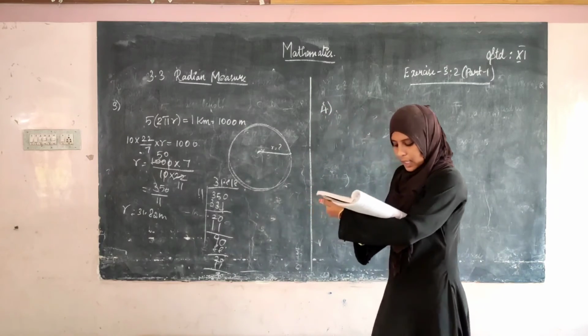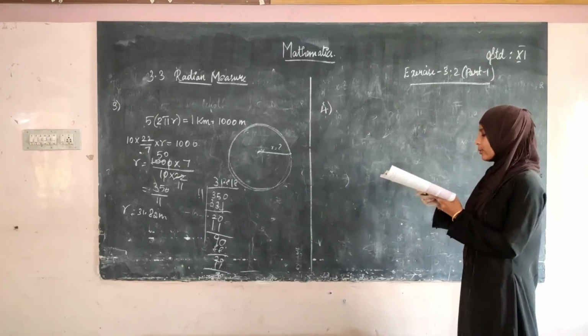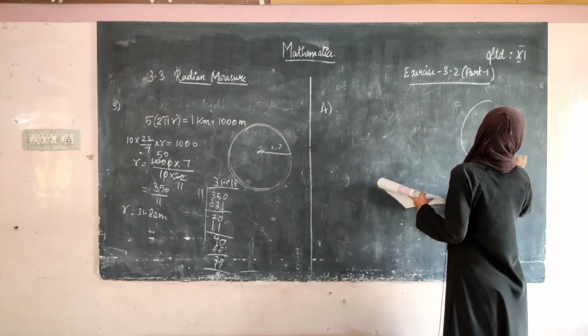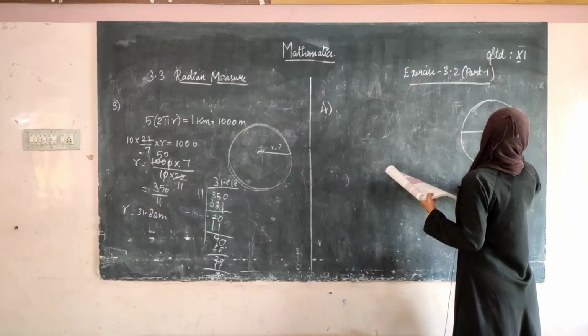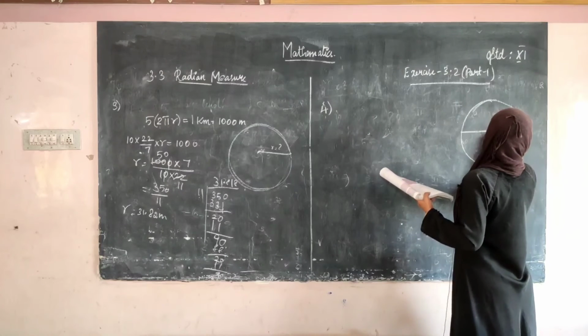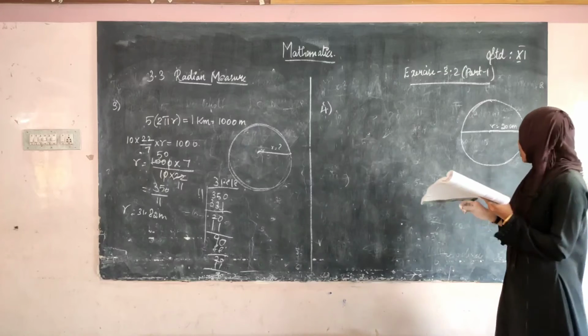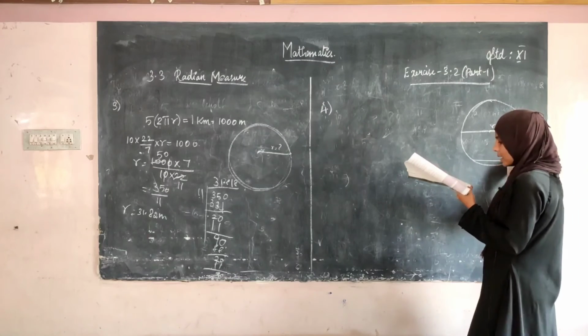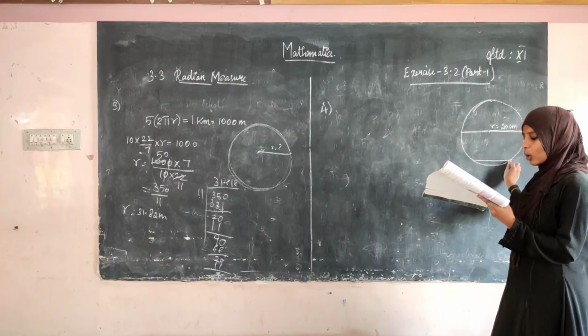What's the fourth sum? In a circle of diameter 40 centimeter, a chord is of length 20 centimeter. So this is a circle. The diameter is 40 centimeter, so what will be its radius? The radius is 20 centimeter. R is equal to 20 centimeter. A chord of length 20 centimeter. Find the length of the minor arc of the chord.